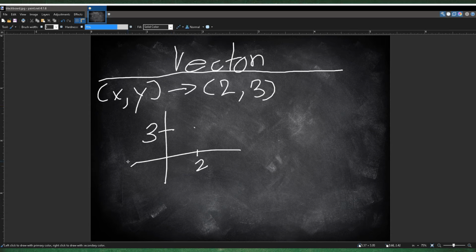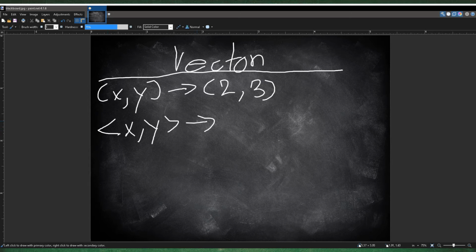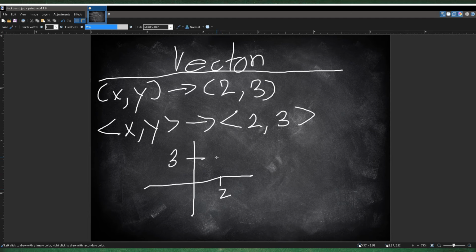Now we're going to have something new, which is called a vector, which uses these triangle-ish brackets. So it would be ⟨x, y⟩. And if we write something like ⟨2, 3⟩, I don't really know what it's called. It's not a triangle. Basically, this is the change in x, and this is the change in y. So let's say you have the point (2, 3) right here.